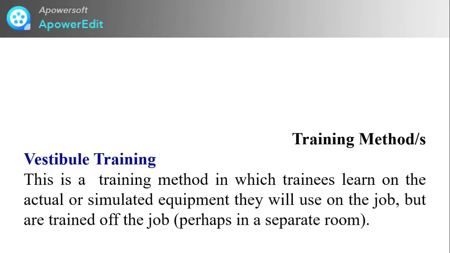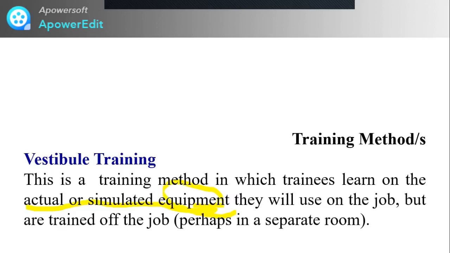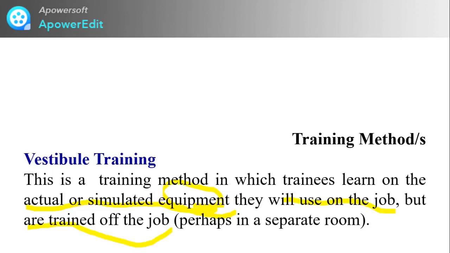The next method is vestibule training. This is a training method in which trainees learn on the actual or simulated equipment they will use on the job. Trainees can use the actual or simulated equipment, tools, and machines they will use on the job. But the thing is, they are trained off the job. The tools, equipment, and working environment are all equal, but the training is done away from the job, perhaps in a separate room.